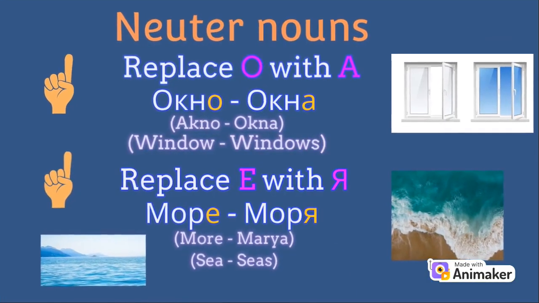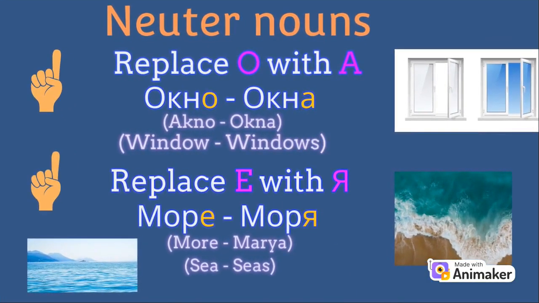Regular neuter nouns end in "о" or "е". If a noun ends in "о", you're going to remove this letter and add the letter "а" instead. For instance, окно, окна. And if the word ends in "е", you are going to replace it with the letter "я". For example, море, моря.